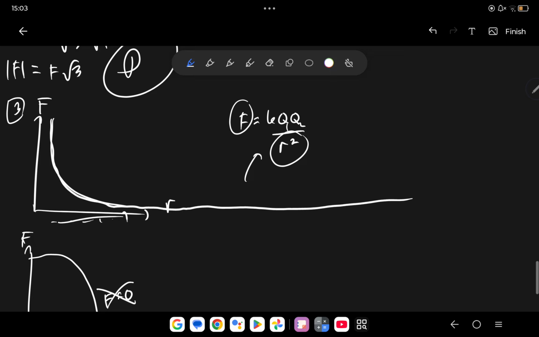It's going to get really close to 0, but it's never going to be 0. That's the thing. So I think this is the answer, and that is D.